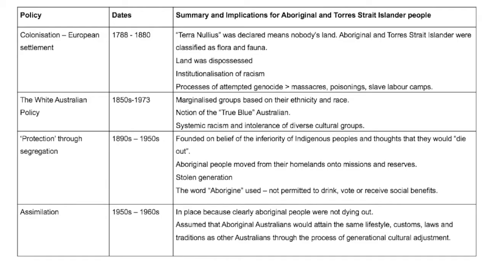Then came the protection through segregation. There was this belief that Indigenous people were inferior and that they would die out. This led to Aboriginal Australians being removed from country and moved into missions and reserves. So this was the time of the stolen generation and the generation of this word Aborigine, which is very racist, and it means someone who's identified, who isn't permitted to drink, vote, or receive any social benefits.